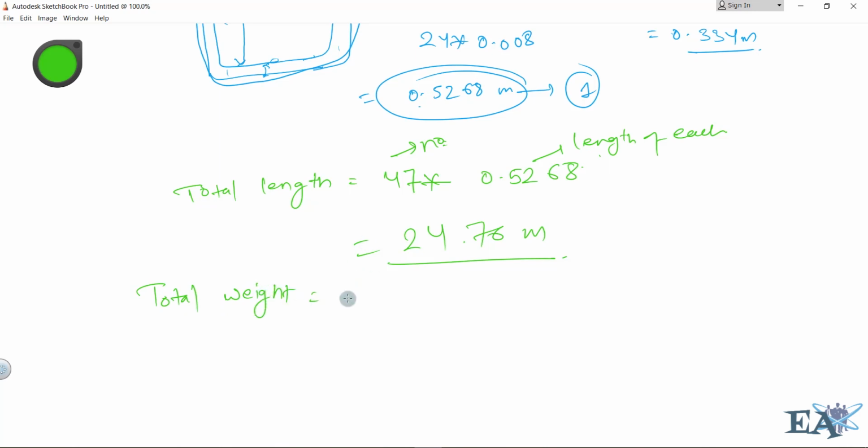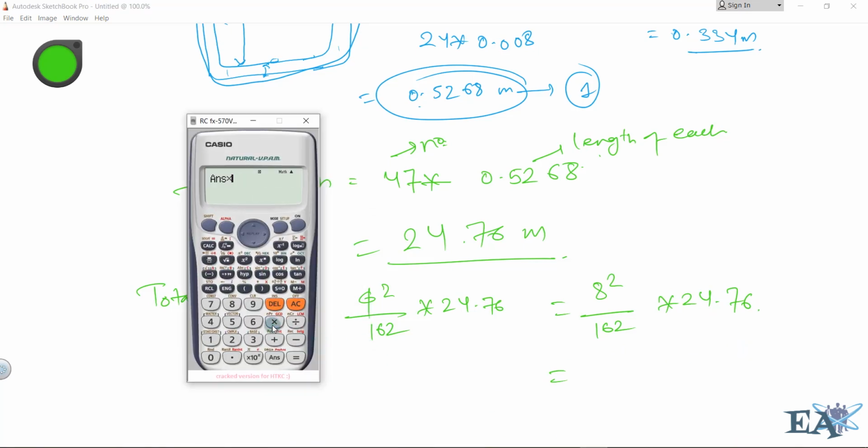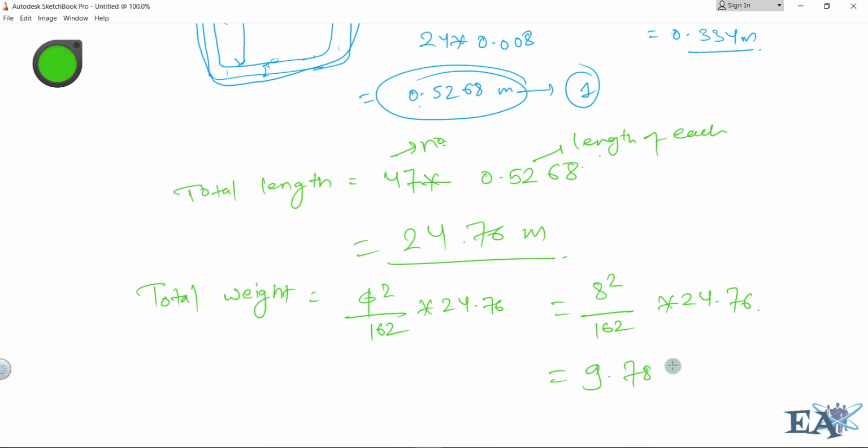Now total weight is equal to D square by 162 into 24.76 kg per meter into total length. And if we do this, this will be 8 square by 162 into 24.76. Let me multiply this, 8 into 8 divided by 162. This is 9.78 kg.